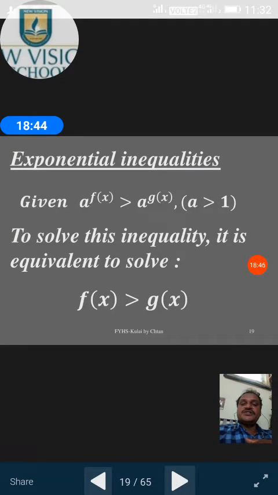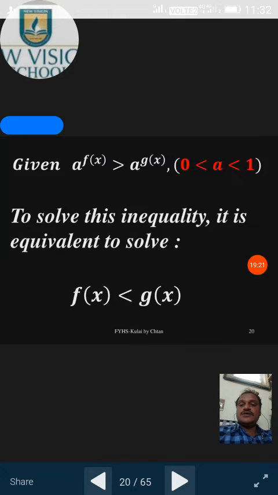My dear students, next we have an important topic, exponential inequalities. If a power f of x is greater than a power g of x, when the base a is a positive number greater than 1, then f of x greater than g of x is very much true. That is very important, and we are going to do many exponential inequality problems also, right?